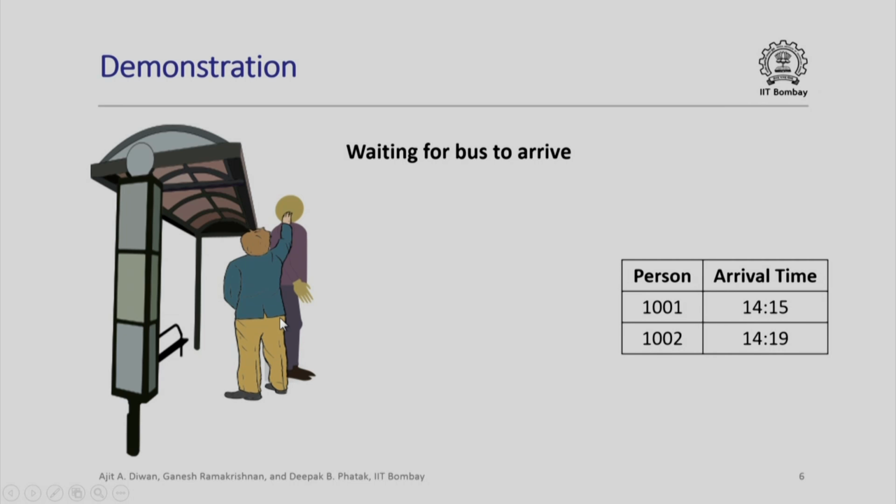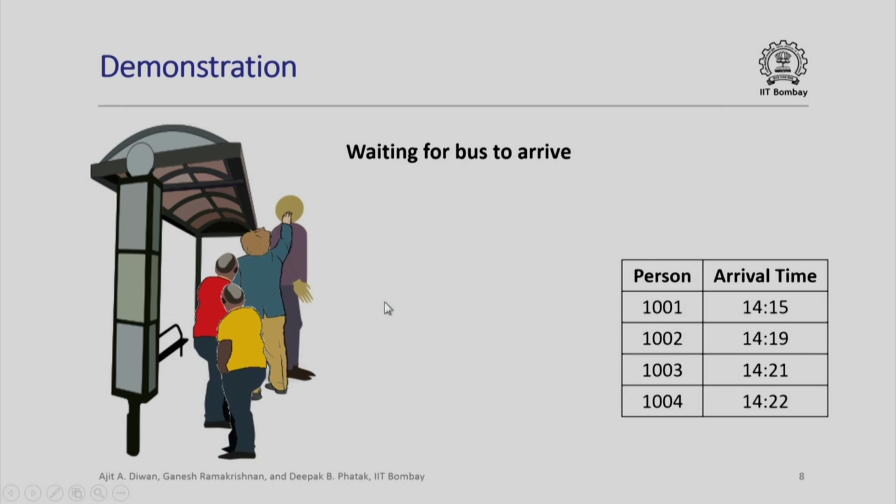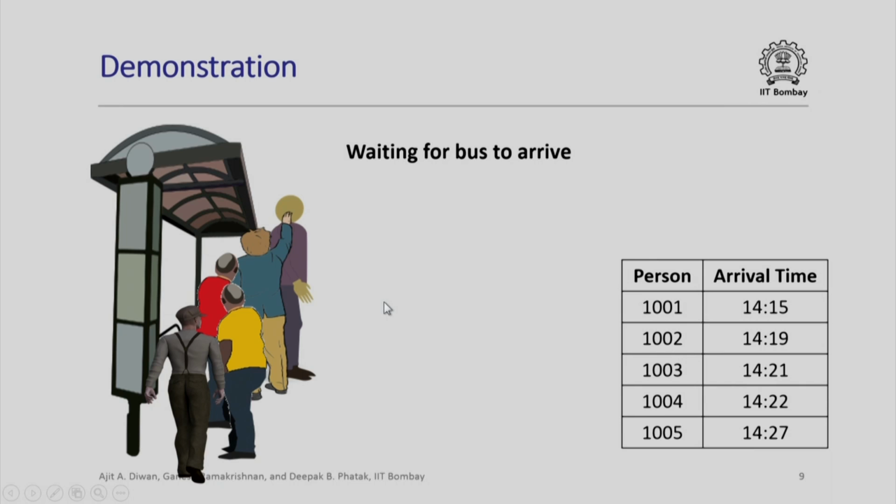Here is another person who comes in. Let us assume that he arrives at 14 hours 19 minutes. Here is a third person, arrives at 14:21. Note that we are giving an arbitrary increasing tag to each person who arrives at the queue. Here is the fourth person and here is the fifth person. Note that so far no bus has come, all of them are waiting for bus to arrive.